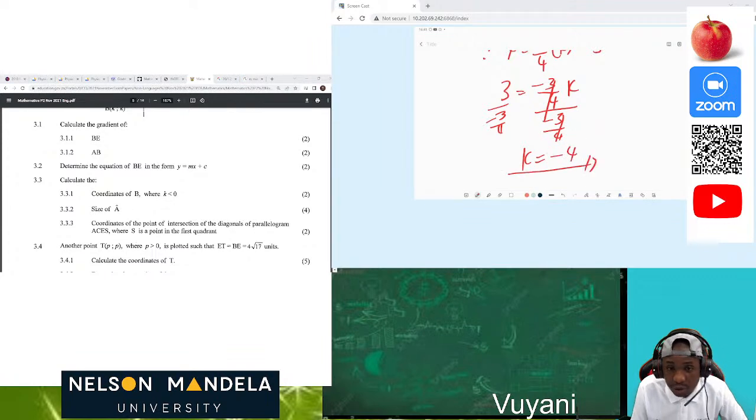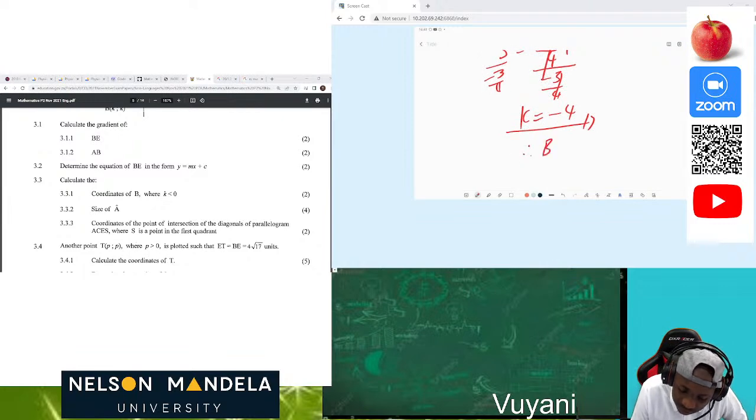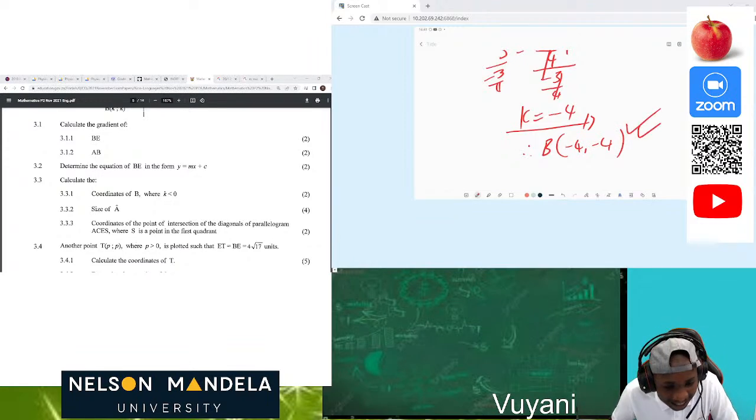So now we were able to answer the question in an appropriate way, because they already told us in the link that the value of k must be less than 0. And we can see that when we have done the calculation, k is negative 4 and this k is less than 0. So therefore the coordinates of line B will be negative 4 is to negative 4. Then you get your 2 marks just like that.